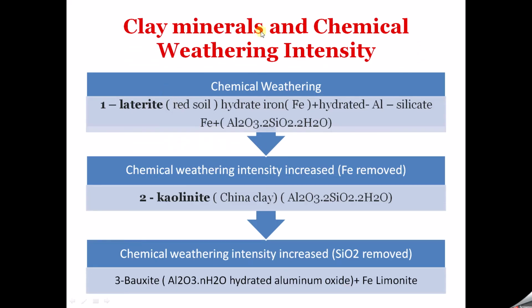So, clay minerals and chemical weathering intensity. If you have laterite, which is hydrous aluminum silicate with iron, with the increase of chemical weathering, the iron will be removed, and you will end up with just hydrous aluminum silicate without iron. That's why we call it kaolinite or China clay. If the intensity of chemical weathering increases or progresses, the silica will be taken away, removed, and you will end up with aluminum oxide and water, which is hydrous aluminum oxide, we call bauxite.